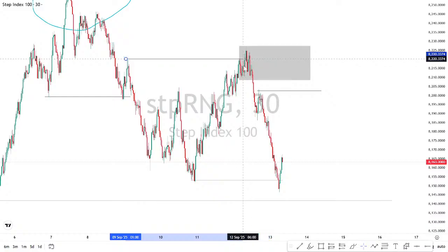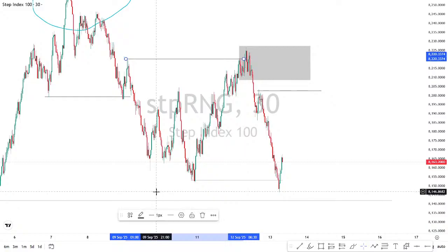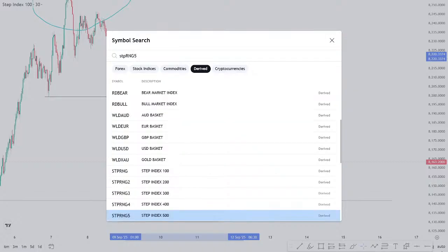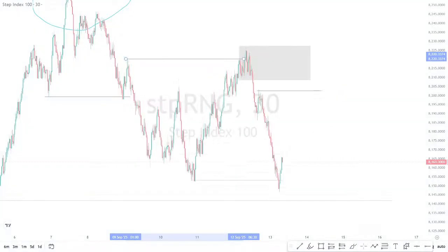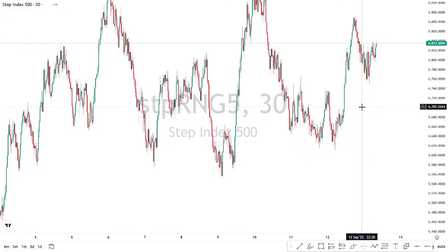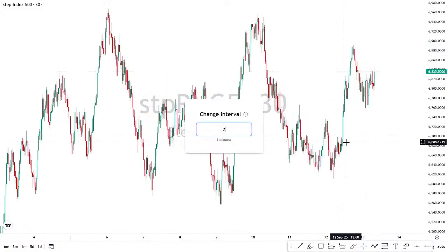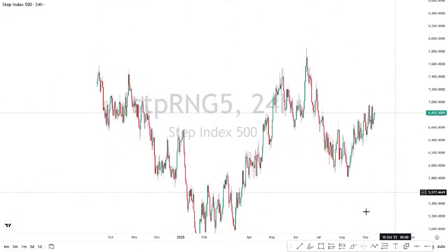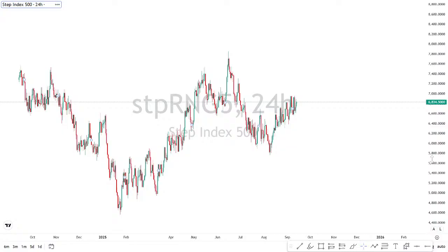Let's go to the next one, step 500. Alright, 24 hours time frame. What's 24 hours time frame telling us? 24 hours is telling us that we add this to the downside.